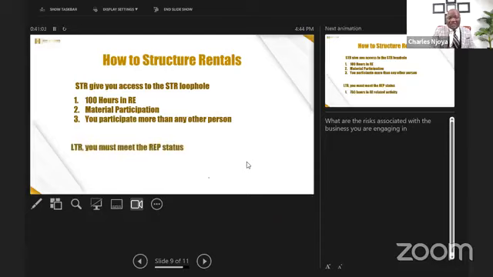Then another one is long-term rental. For long-term rental, you must meet the REP status, which is real estate professional status. This is for either you or your spouse. It talks about 750 hours in real estate related activity, and then your principal occupation is in real estate. Many people who don't meet one of them may qualify for the second. It all depends on how we strategically structure you so that you can take advantage of it.